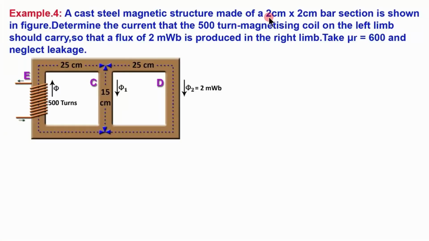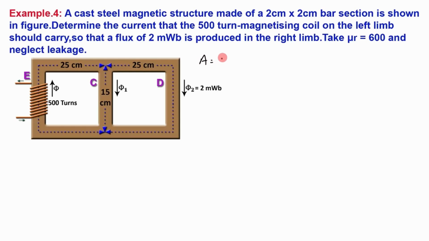It is given that area of cross section of the limbs A is equal to 2 cm into 2 cm. Number of turns is 500 and a flux of 2 milliweber is produced in the right limb. We are asked to calculate the current required in this coil to produce that 2 milliweber in the right limb. The relative permeability of this steel magnetic structure is given as mu r is equal to 600.